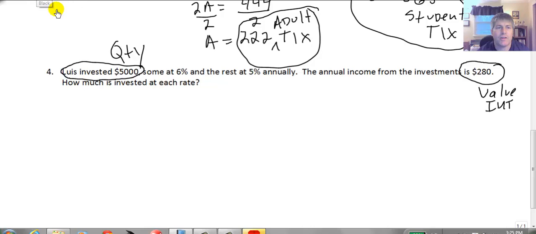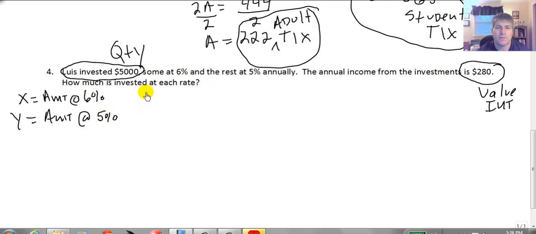And our first one is an investment A and investment B, or the investment at 6%. So we'll let X equal the amount he invests at 6%, and we'll let Y equal the amount that Luis invests at 5%. So we know that X plus Y, those 2 dollar amounts, he invests a total of $5,000.